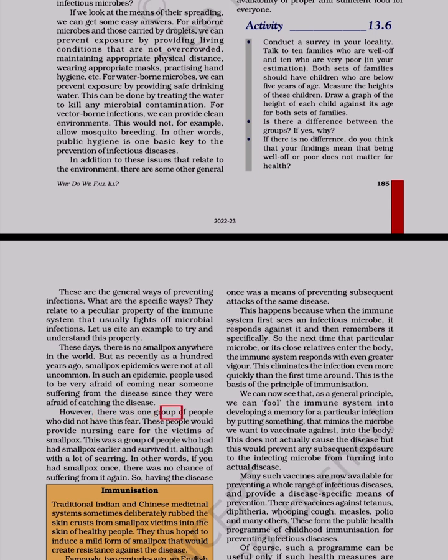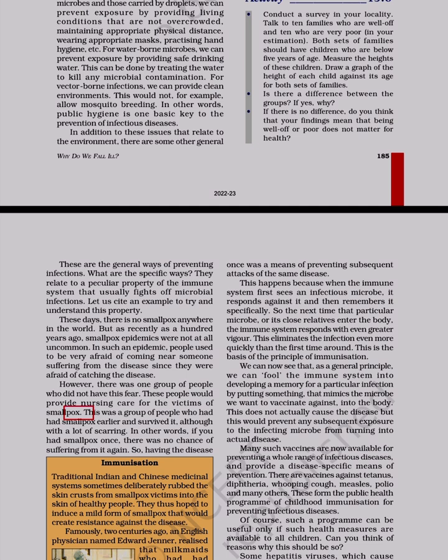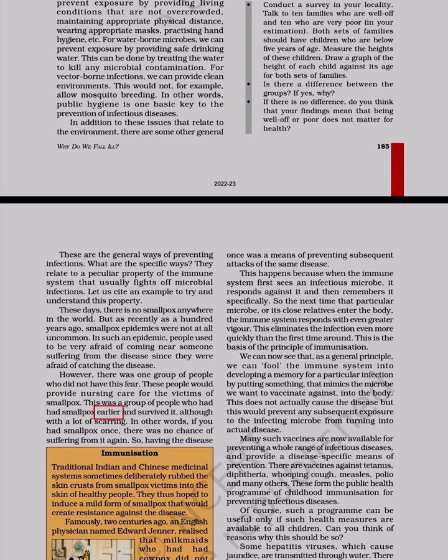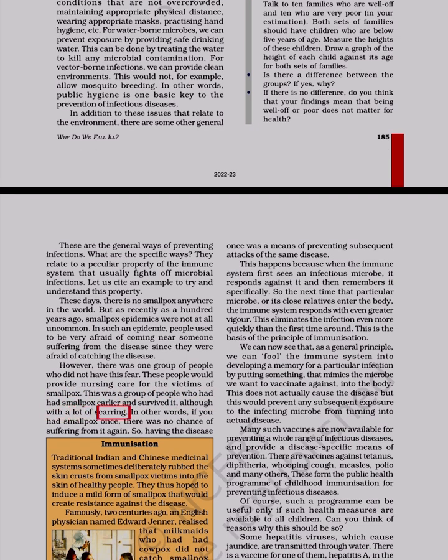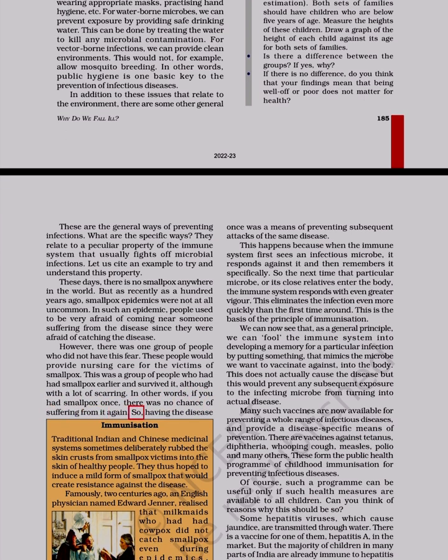However, there was one group of people who did not have this fear. These people would provide nursing care for the victims of smallpox. This was a group of people who had had smallpox earlier and survived it, although with a lot of scarring. In other words, if you had smallpox once, there was no chance of suffering from it again. So, having the disease once was a means of preventing subsequent attacks of the same disease.